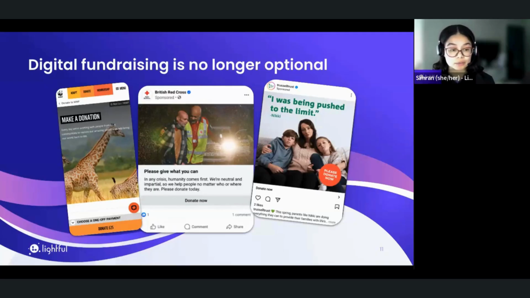And importantly, digital fundraising gives you data and insights that you can't get from the traditional methods. You could track what's working, understand donor behavior, and also make smarter decisions to grow support. In short, digital is no longer optional because it's where your donors already are, and it's how they expect to interact with the causes that they care about.